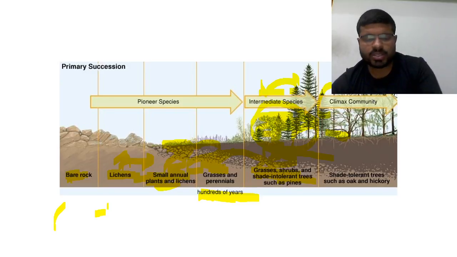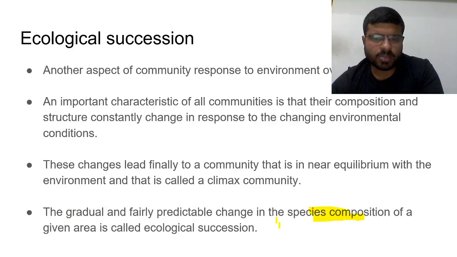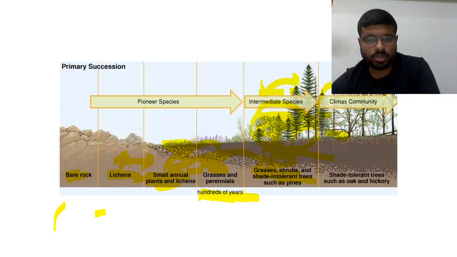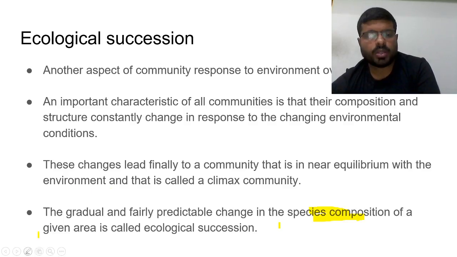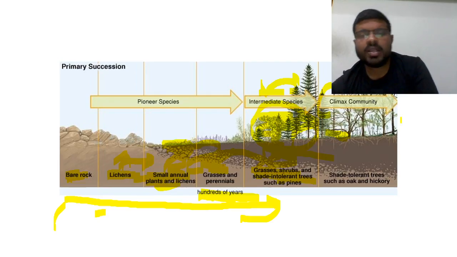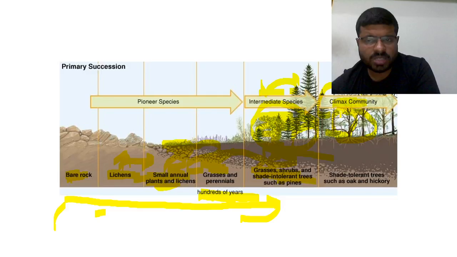Just now I discussed what ecological succession is: a gradual and fairly predictable change in the species composition. Gradual, because it takes hundreds of years. These changes lead finally to a community that is in near equilibrium with the environment. Finally, one species has become the dominant species of that area because the needs of this species and the requirements which the environment provides are in tune with each other. The needs of this species and the environmental conditions which a certain environment can provide as a habitat are both matching. As that matches, that community is a climax one.